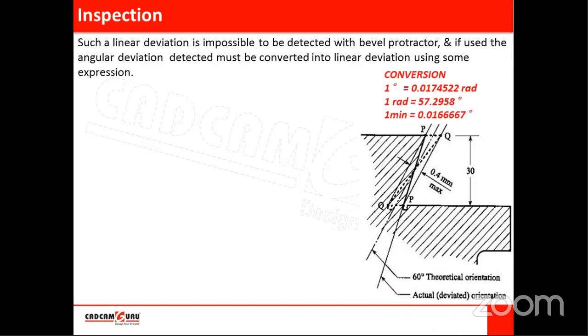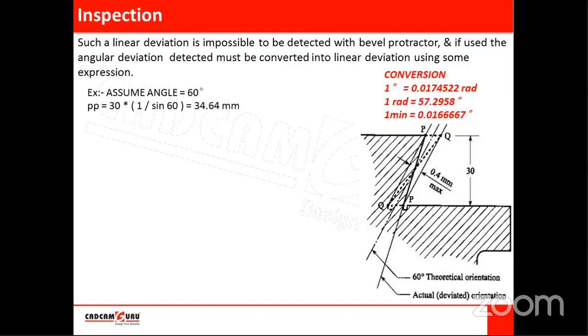Okay. So for our help, these are the conversion values, you can say. 1 degree is 0.0174 radians, and 1 radian is this much degree, 1 minute is equal to this much degree. So this is used for conversion.